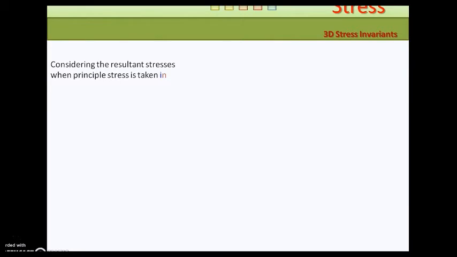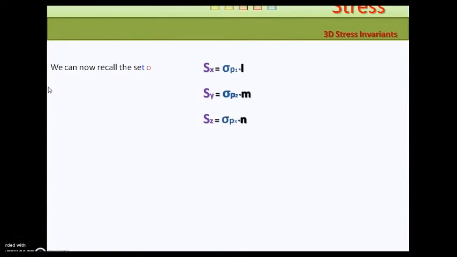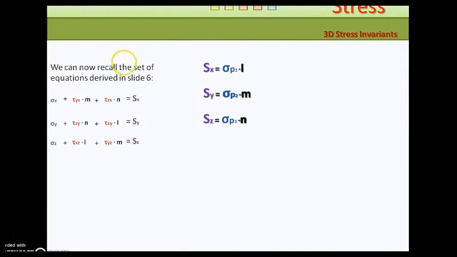The resultant stresses in terms of the principal stresses are as follows. So these equations here we derived 2 slides ago, and what we can do is equate these 2 sets of equations into each other because of these common variables. There.